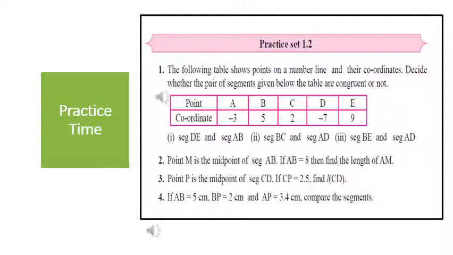Look at the first one, segment DE and segment AB. Okay, here we will first find the distance between DE and AB. Remember, we had learned in our first exercise, we always subtract the smaller coordinate from the larger coordinate and we get our distance. The calculation is shown in the next slide. So we will have a look at this slide and then we'll come back to our next questions.